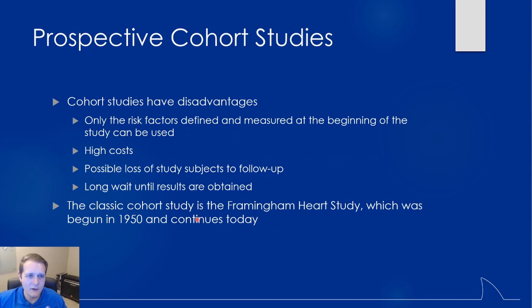The disadvantages of a cohort study is, again, you're only looking at the risk factors as defined and being measured at the beginning of the study. So you can't just change partway through and decide to include more risk factors, because now your data is not going to be consistent, right? Also, it's going to be more costly. You may have people that are lost to follow-up, and there tends to be a long wait time because you have to wait for the study to actually run out. Again, the most famous cohort study we have is the Framingham Heart Study, which was started back in the 50s and continues even on today.